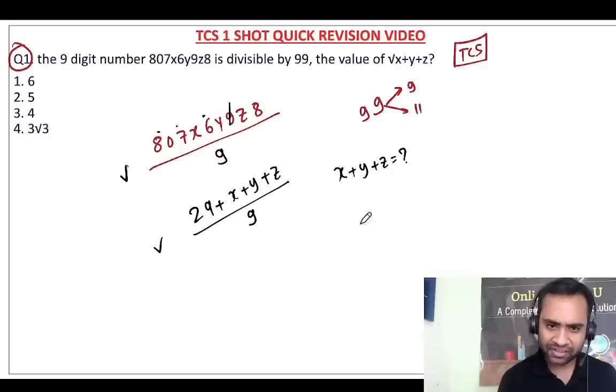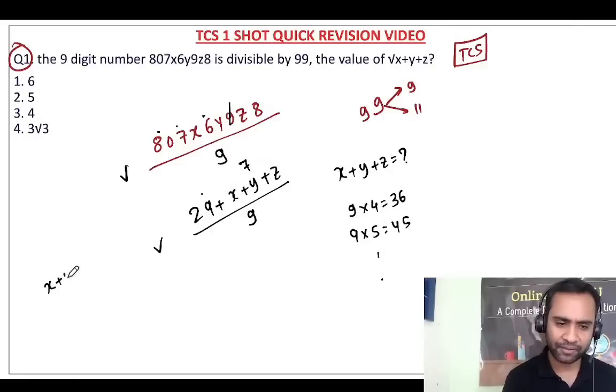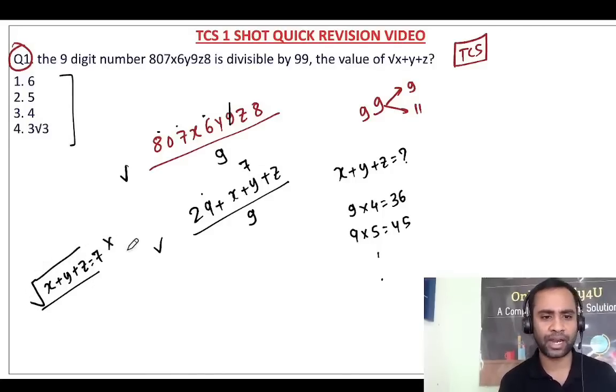So if this number is divisible by 9, the multiples of 9 after 29 are 9 into 4, 36, and 9 into 5, 45. So these are the multiples of 9. That means x plus y plus z, I can put what? 29 plus 7, right? So x plus y plus z, I can put 7. Then this number will be divisible by 9. But if you take a square root of this, will you get the answer here? No, sir, right? So you will not be getting it.